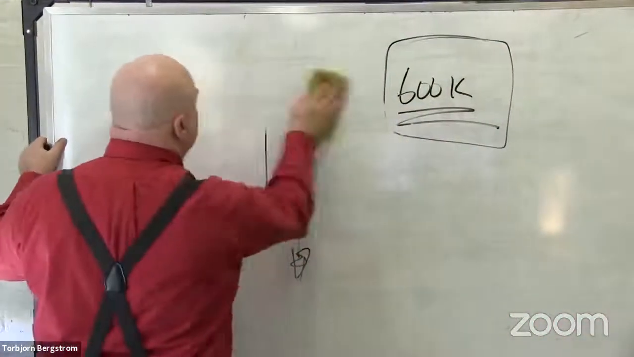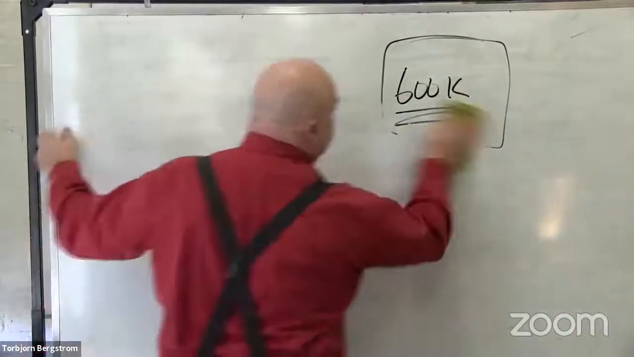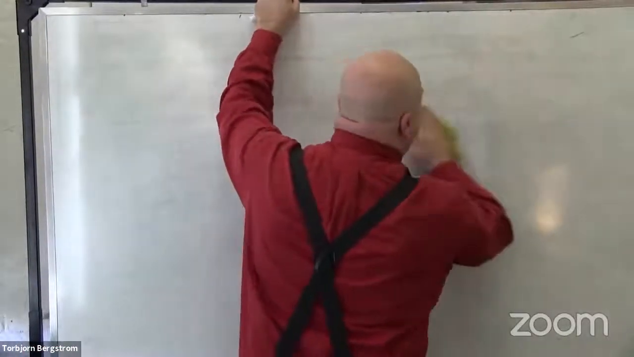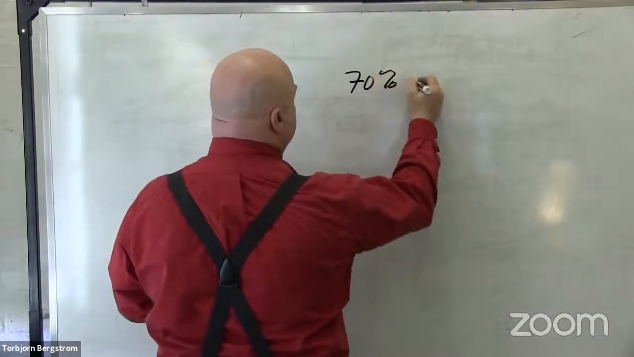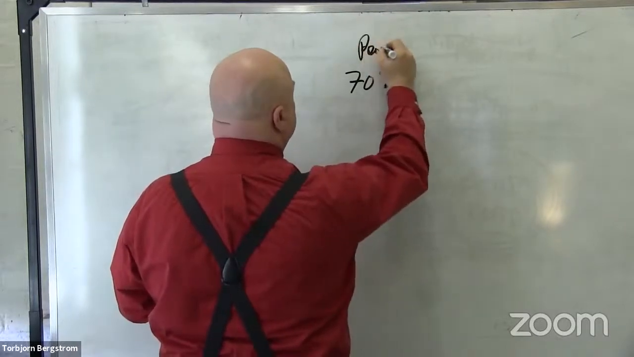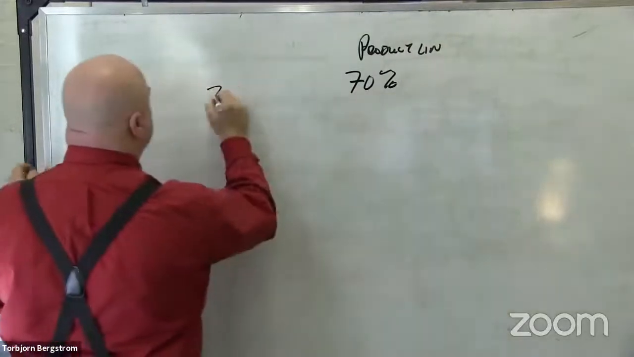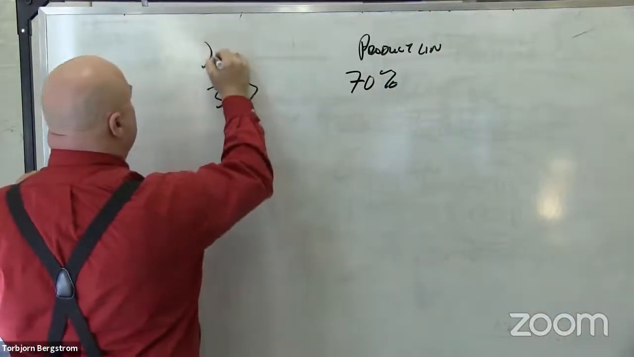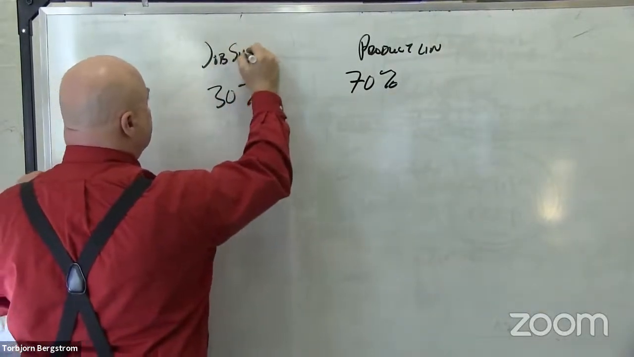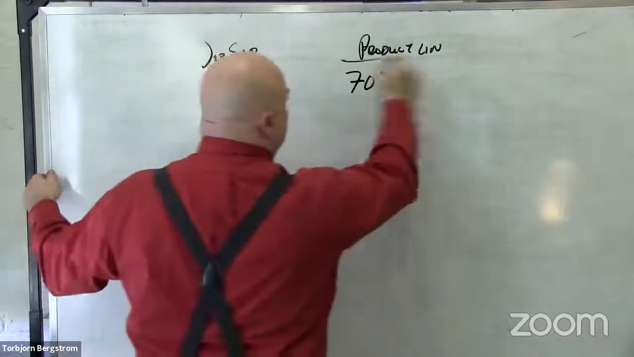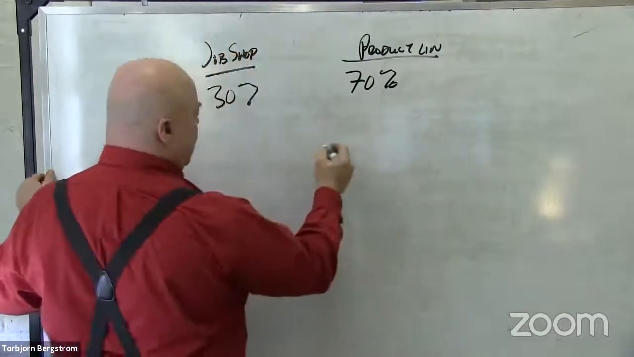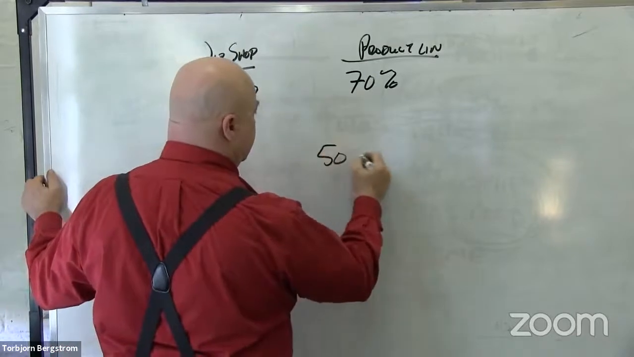Let's say you have a manufacturing line, you have a product line that's maybe 70% of your business, 30% job shop, let's say, what do we got? 50 employees.